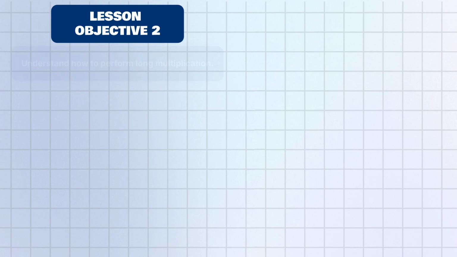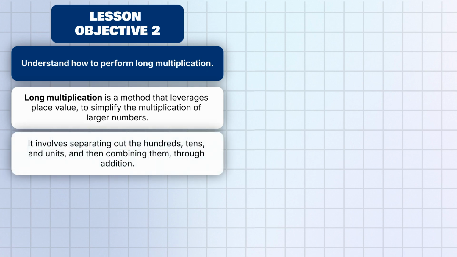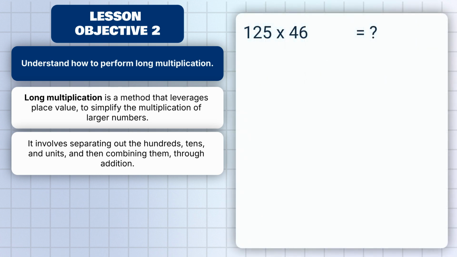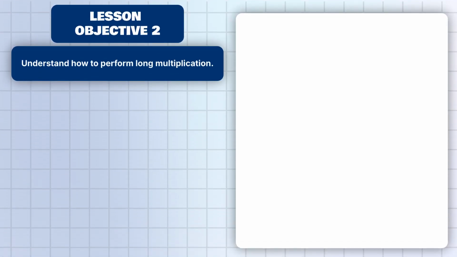Now let's introduce long multiplication, which is a method that leverages place value to simplify the multiplication of larger numbers. This method involves separating out the hundreds, tens, and units, and then combining them through addition. In this way, it is similar to the column method that we outlined for addition. For our first example, let's learn to multiply 125 by 46. We'll break it down into steps.